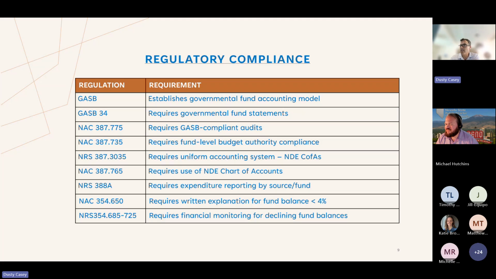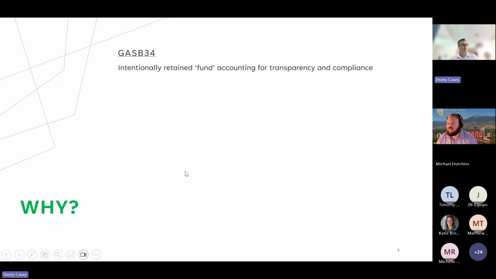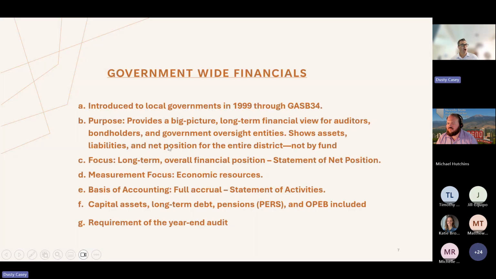And I would point them to this slide and say, it's rooted in all these NACs and NRSs. Every report, your budget report, your 387, 388 annual reports, the F33, all of that is done on a fund basis. It's all rooted in GASB and local government accounting. So they should know that in general, local governments keep their books on a fund basis, and the audit is when the GASB 34 government-wide financials are presented.